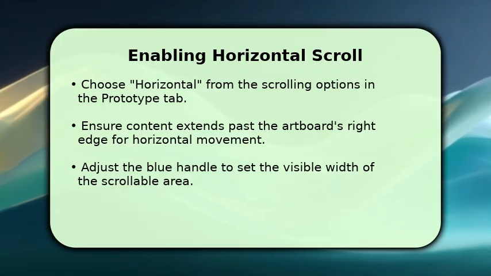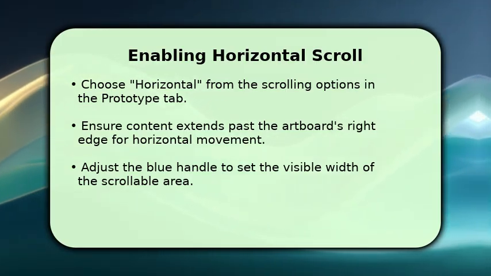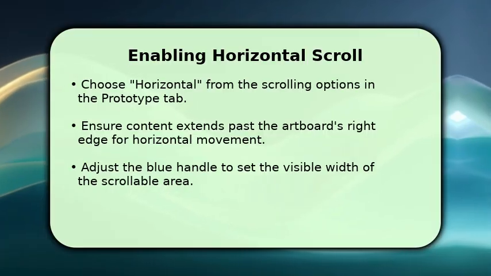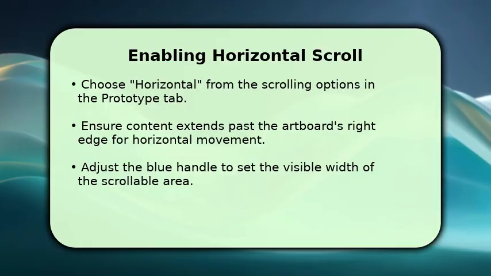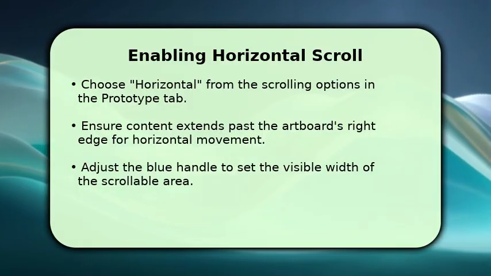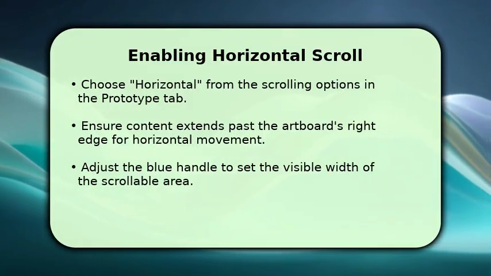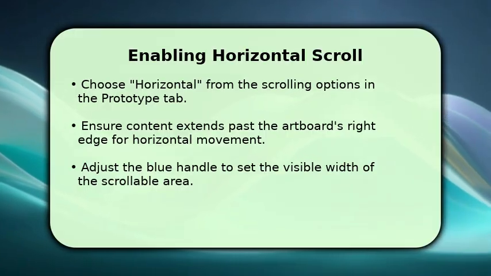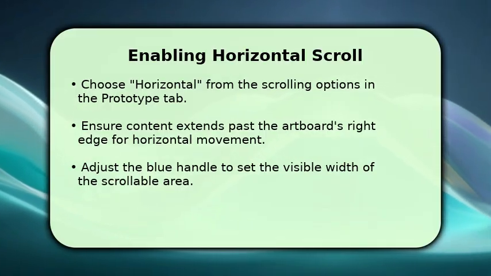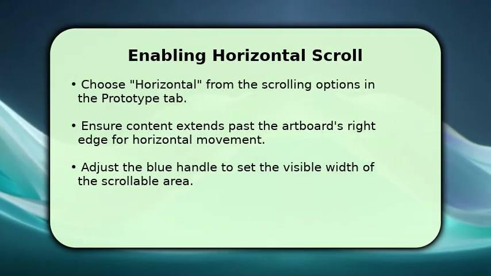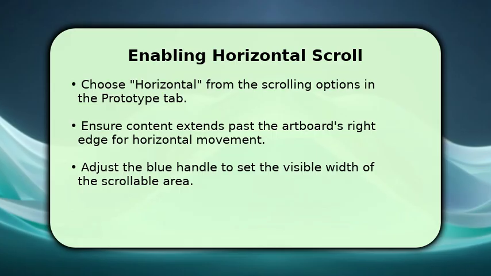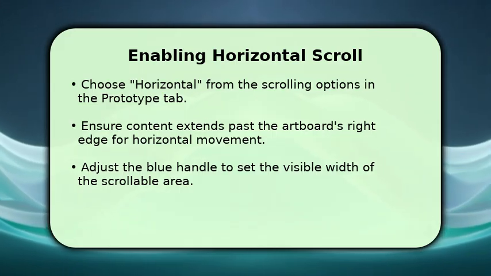Enabling horizontal scrolling follows a similar process. First, ensure your content extends beyond the right edge of your artboard. Then, in the Prototype tab, select your artboard and change the scrolling option to horizontal. A blue handle will appear on the right side of the artboard. Drag this handle to the left to define the visible width of your scrollable area, perhaps 375 pixels for a standard mobile screen. This is perfect for carousels or wide data tables.